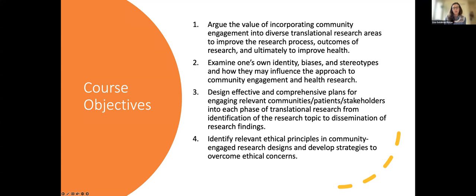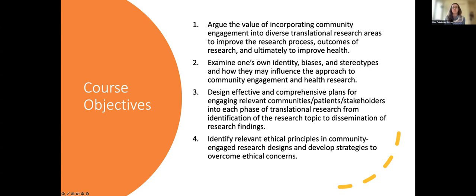So first of all is to argue the value of incorporating community engagement into research, recognizing that the traditional biomedical research paradigm doesn't normally include community engagement. So we want you to be equipped with the ability to argue for the value of incorporating community engagement. We'll spend some time examining our own identity and biases that inevitably we all have and how they might influence how we do community engagement in our research. So we'll actually spend half a day on that with a speaker who will talk about that as well.